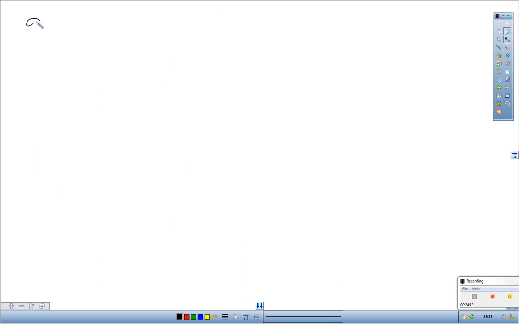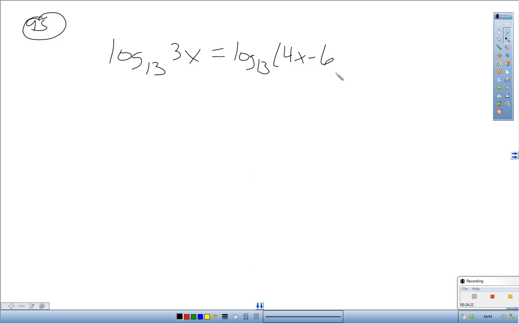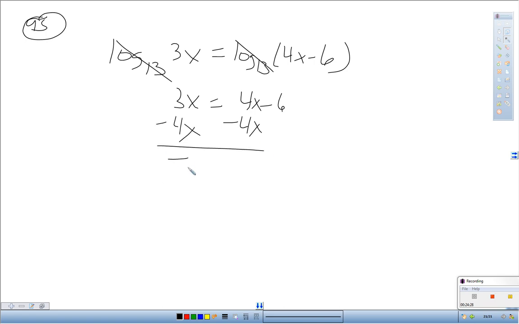Alright, for 95, I have log base 13 of 3x equals log base 13 of 4x minus 6. Again, the logs cross out, so I get 3x equals 4x minus 6. I'm going to subtract 4x, so that gives me negative 1x equals negative 6. Divide by negative 1, so that gives me my answer of x is equal to 6.